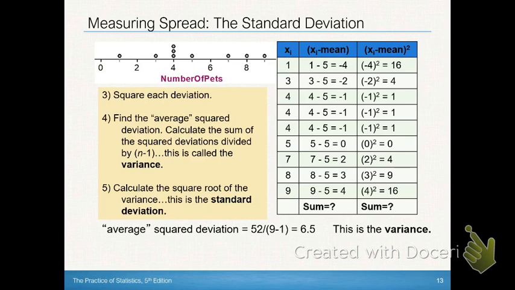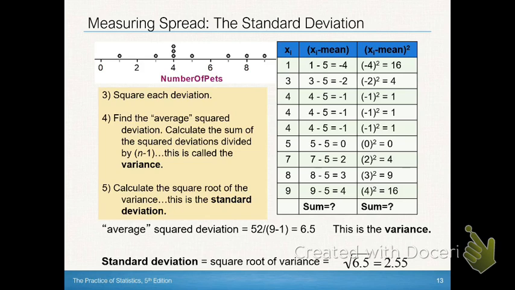So we're finding the average of the deviations. That gives us the 6.5. That is something called variance. Sometimes you will be asked to find the variance. If that's the case, you'll stop here. To get the standard deviation, you just take the square root of the variance. So if we take the square root of 6.5, our standard deviation is 2.55.